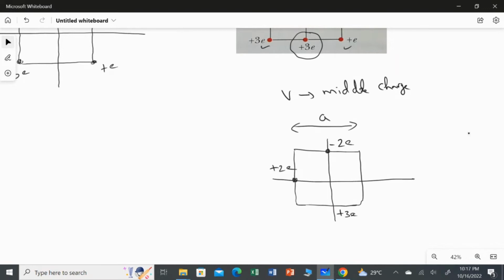So better I am going to take a as the edge length. So what is the value of a? Because in a square all sides are equal. So here the value of a is exactly 5 centimeter. Likewise, this side is also a. This side is also a. And this side is also a. Clear?